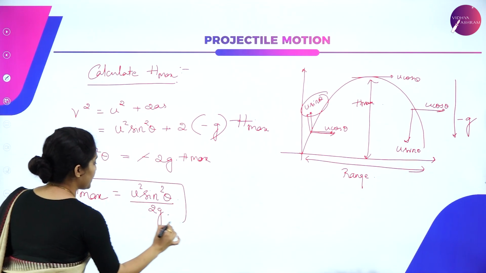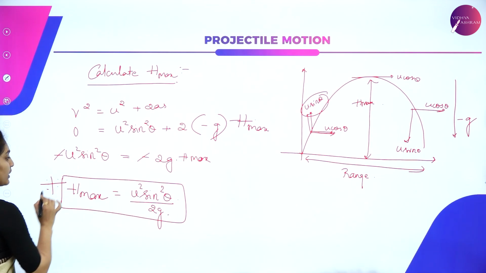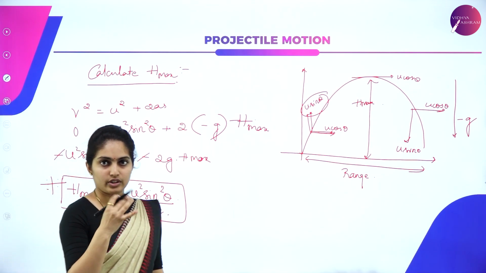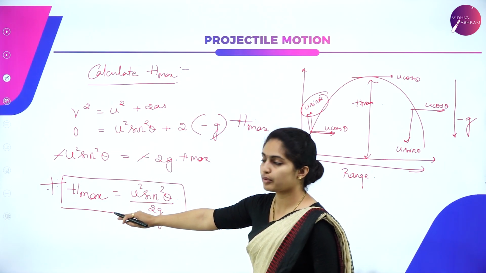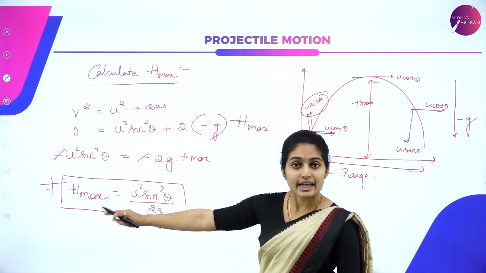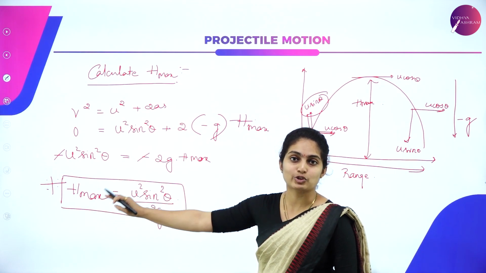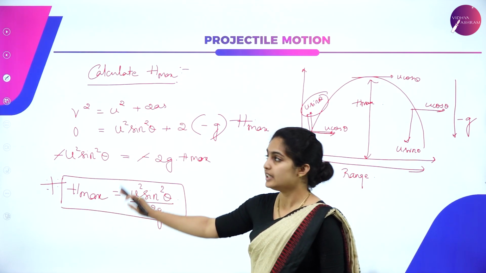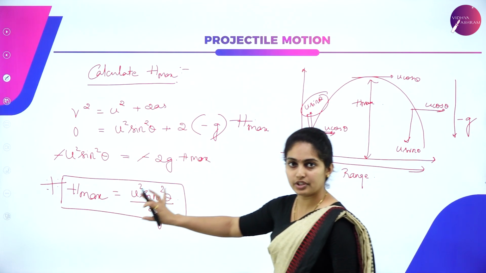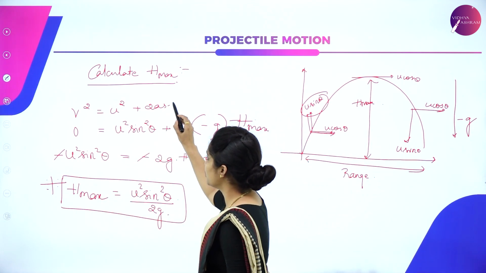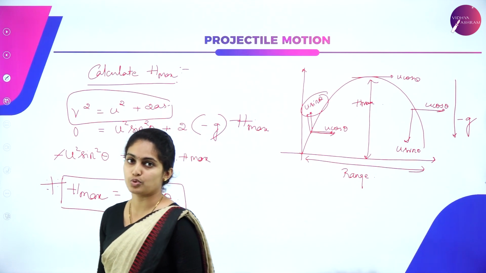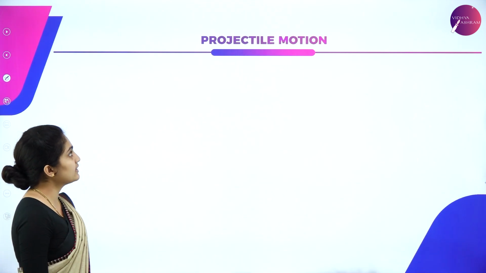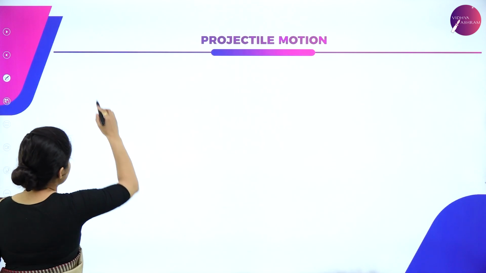This is one of the important formulas for you to solve numerical problems. This formula is used to calculate h max, the maximum height of the projectile motion. This is all about your calculation, wherein you have to remember the third equation of motion. Next, we have to calculate time.